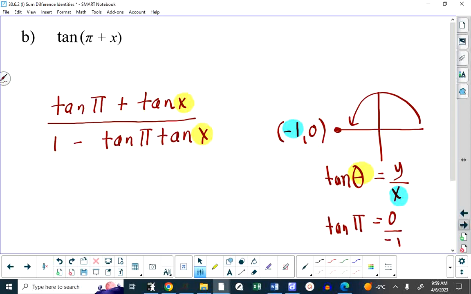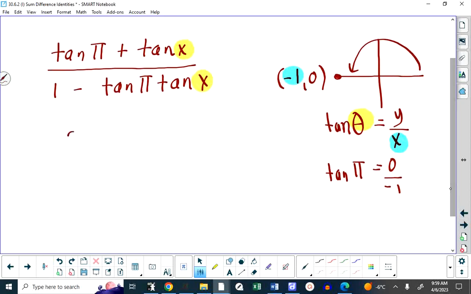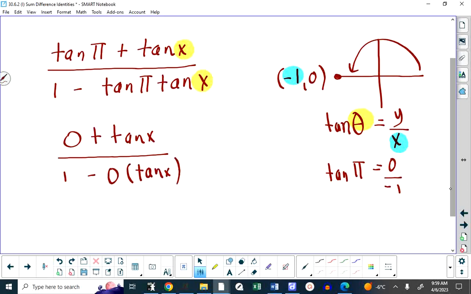Oh, we caught a break again, and this often happens with these problems. Tan of pi is nothing. So what are we left with? We're left with 0 plus tan of x over 1 minus 0 times tan of x. Well, that's tan of x over 1. It's tan of x. On the bottom, we just get 1 minus 0, which is 1.